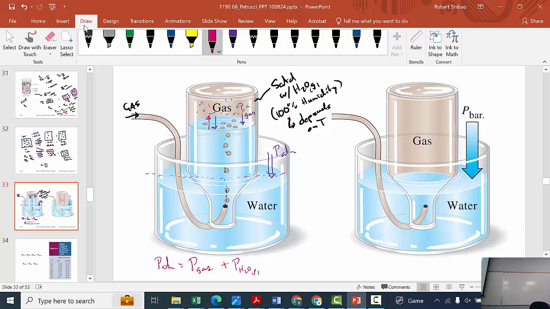We're not using mercury here. We're using water. And so the weight of the water will be measured by the height of the water in millimeters of water. So the weight of the water is measured by the height of the water in millimeters. And so we call it millimeters of H2O liquid. And then what we can do is convert this into millimeters of Hg liquid.